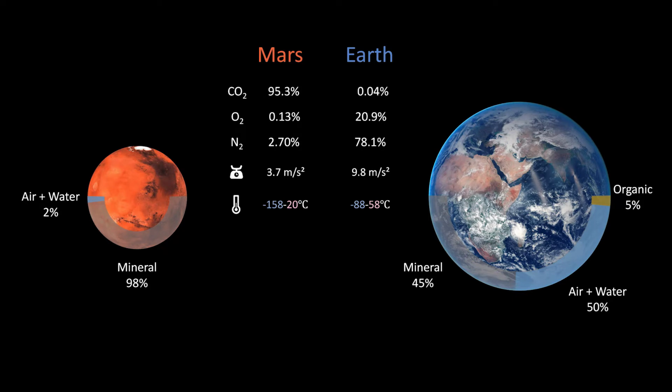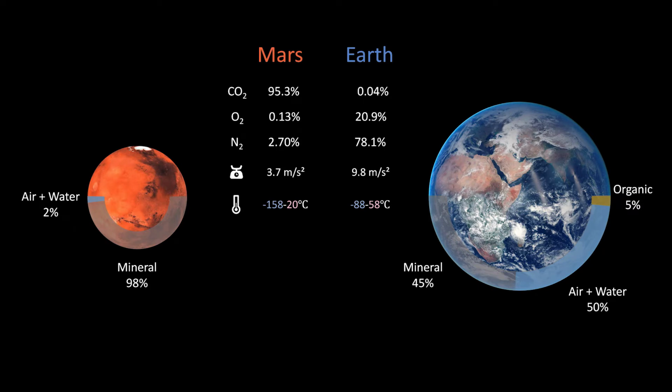Third, Mars is much colder than Earth. Since the Earth's average distance to the Sun is about 93 million miles, we call it 1 astronomical unit. Mars is 1.5 astronomical units away from the Sun. That results in less solar radiation and lower temperature on Mars. The temperature on Mars ranges from negative 158 to 20 degrees Celsius, while the temperature on Earth ranges from negative 88 to 58 degrees Celsius.